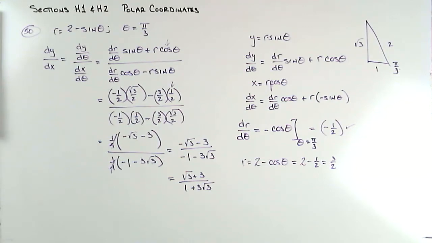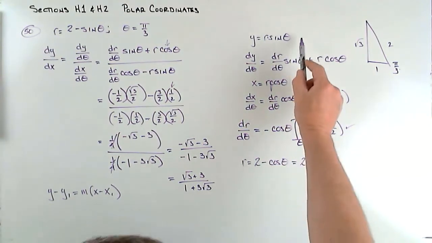Now, if they asked us to find the equation of the tangent line, which they did not do in the problem, but just in case it comes up, we would have to go back to our point slope formula. And we would have to find our y value and our x value. Now, we would find our y value and our x value using this formula right here.